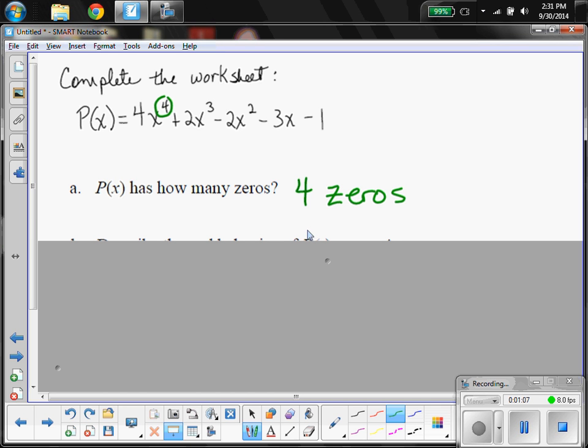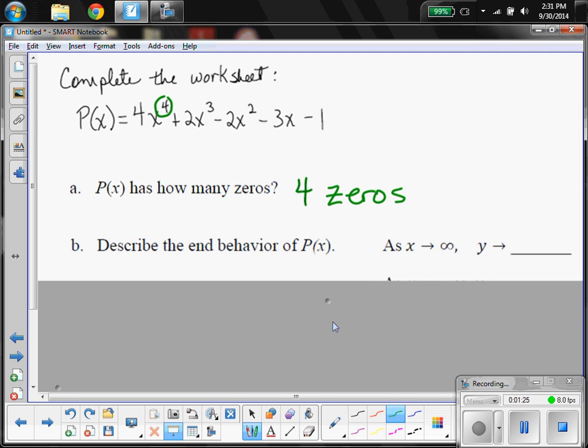Now those four numbers, they might all be real. Some of them might be real, while some imaginary. They might be rational. They might be irrational. We really just don't know. But we're going to have 4 values of x that make p of x 0.